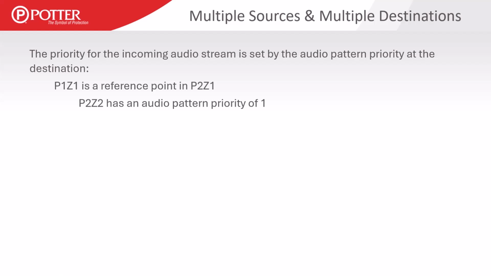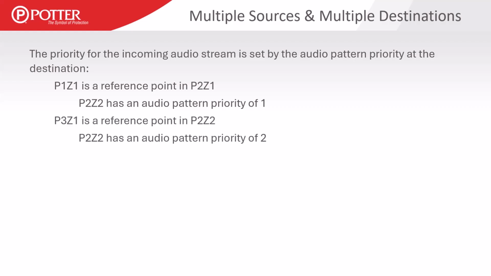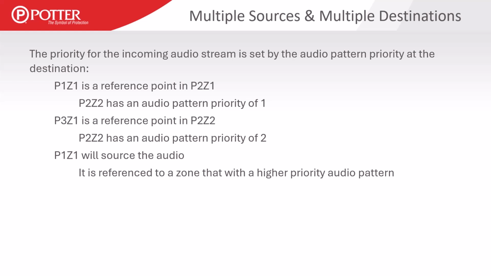If P1Z1 is a reference point in P2Z1, which has an audio pattern priority of 1, and P3Z1 is a reference point in P2Z2, which has an audio pattern priority of 2, then P1Z1 will source the audio because its destination zone has a higher priority audio pattern assigned to it than the zone that P3Z1 is being referenced to.